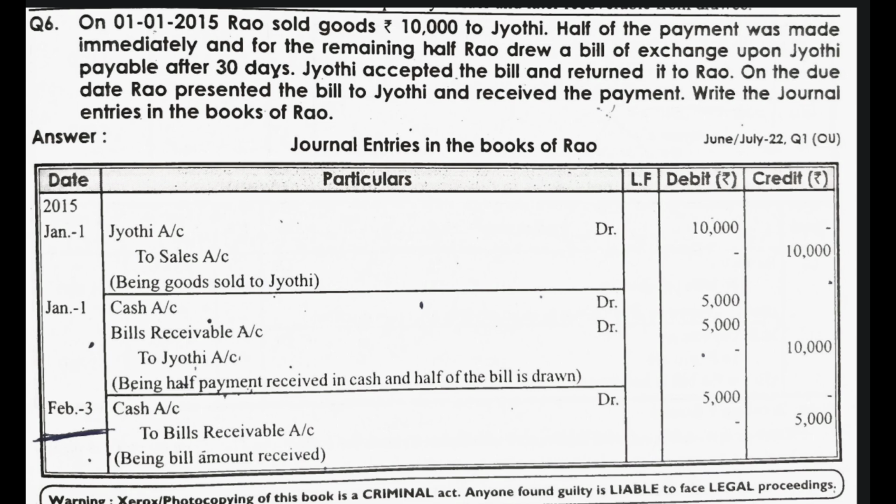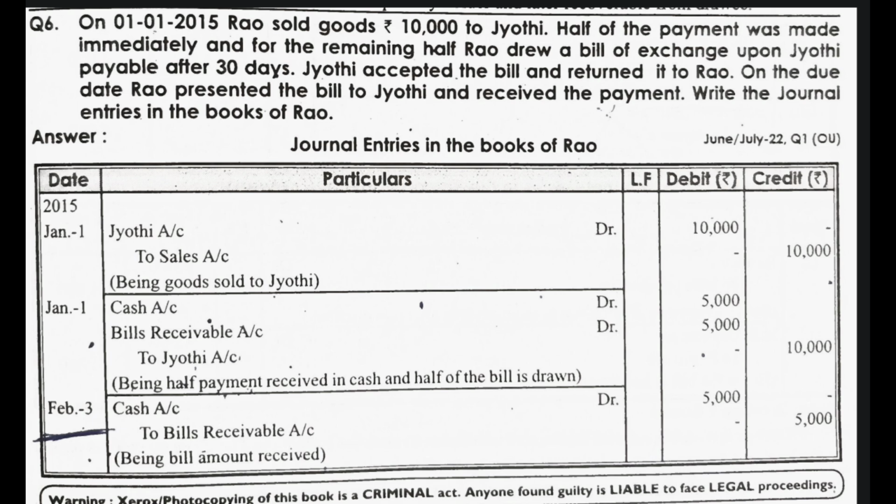So Rao is getting the cash on that day. So on February 3, cash account debit to bills receivable account. Here bills receivable we are crediting, it is an asset. When an asset is coming in we have to debit. When an asset is going out we have to credit. Cash is coming in. So cash account debit to bills receivable account. Only in the books of Rao we have to write the entries.